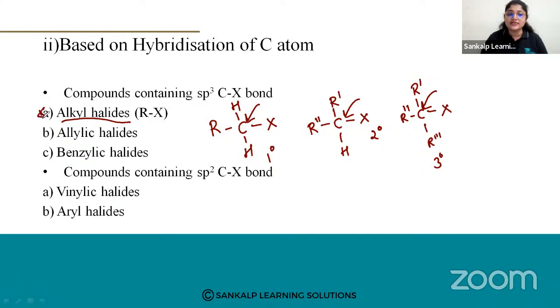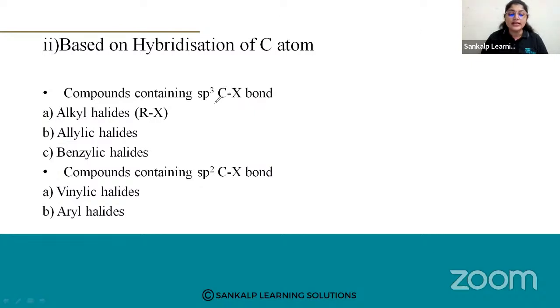So this is the first classification. Then we'll go for the second one. The second one is allylic halides. Now, what do you mean by allylic halides? In these compounds, the halogen atom is bonded to an sp3 hybridized carbon, which is next to a carbon-carbon double bond. Suppose, CH2 double bond CH.